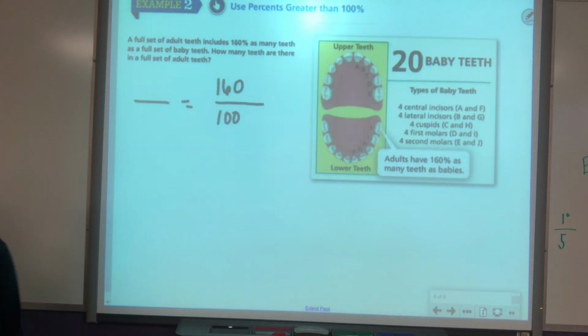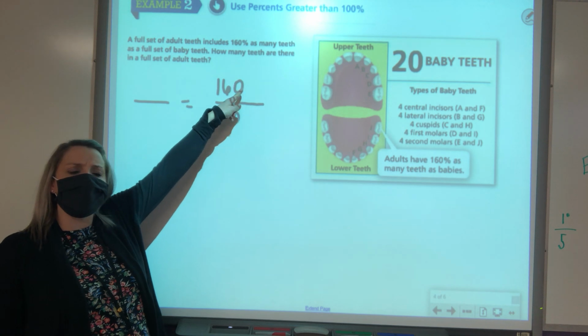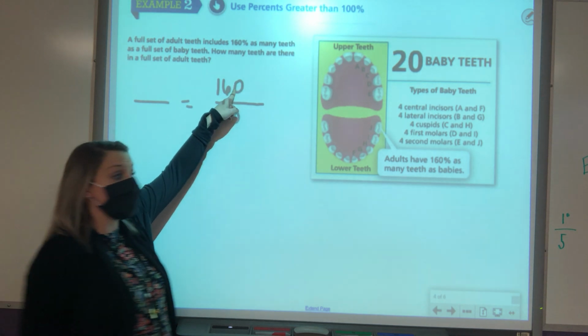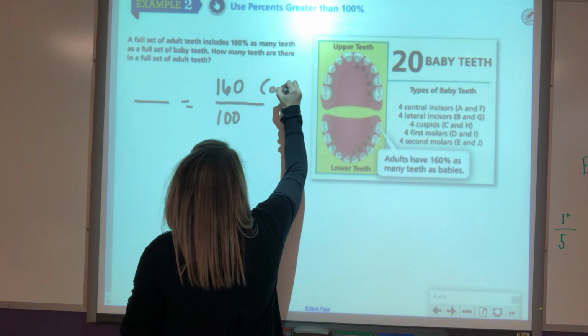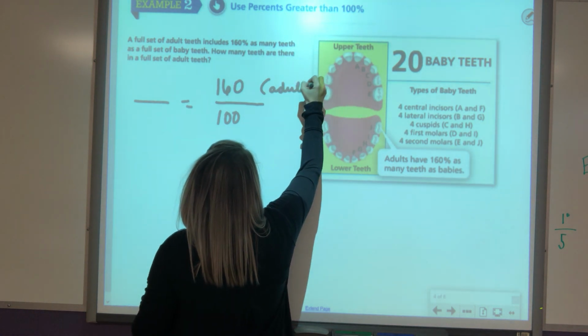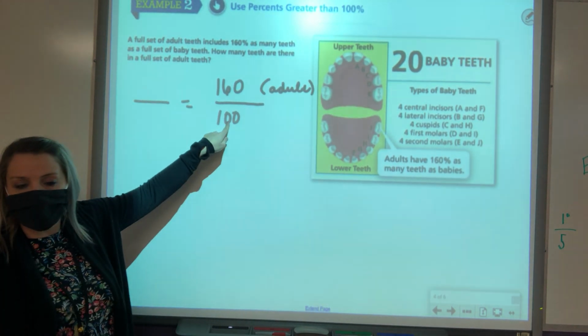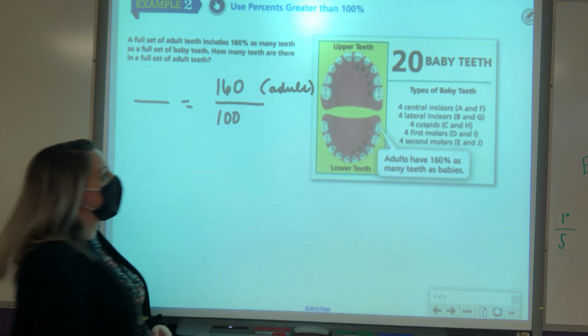It's 160 over 100. Every percent is out of 100. Doesn't matter if it's 3% or if it's 160%. We're putting it over 100. So 160 represents what? The adult teeth, right? And then 100% represents the baby teeth, right?